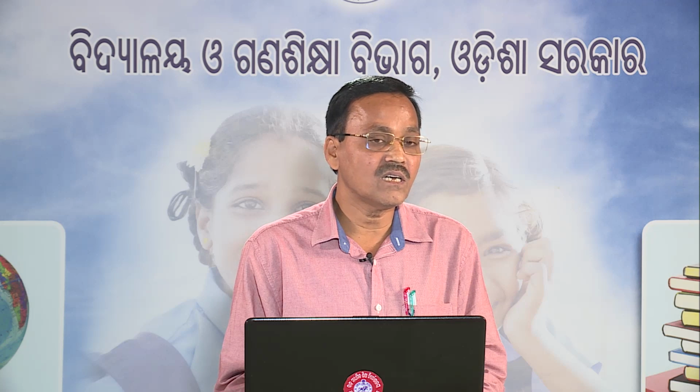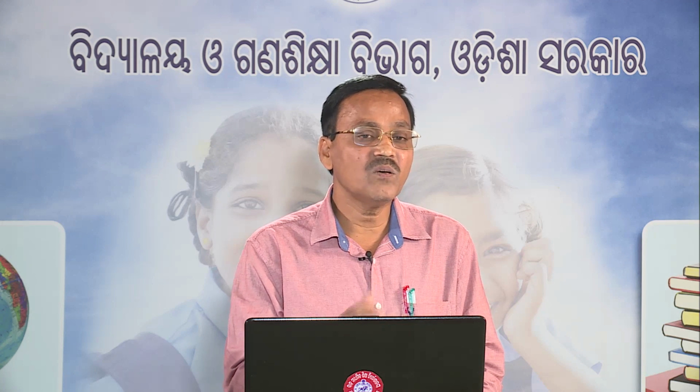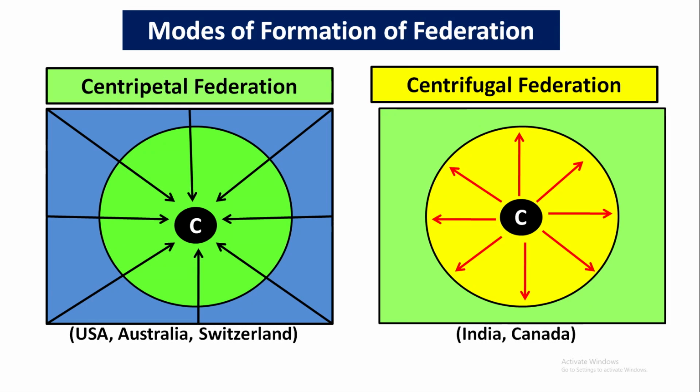From 1787 till 1789 they tried to make and convince all the 13 colonies and they agreed and they jointly made the federation. And besides that, just like the centripetal federation, another type of federation you will find in India and Canada, for example the centrifugal federation.